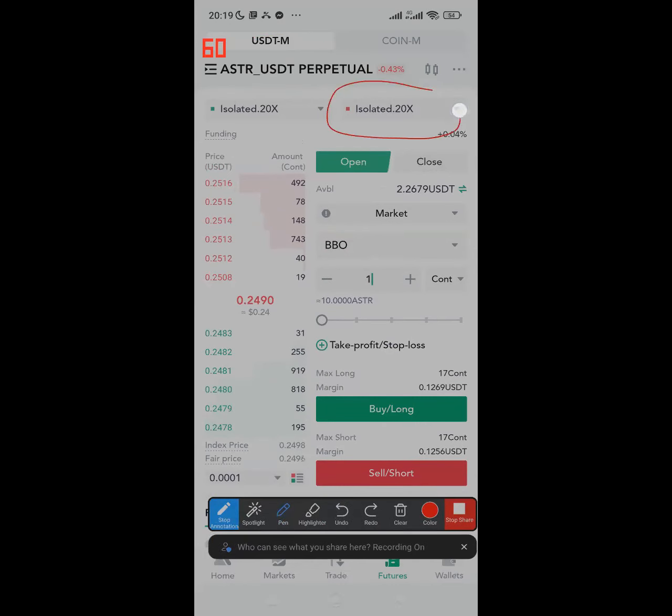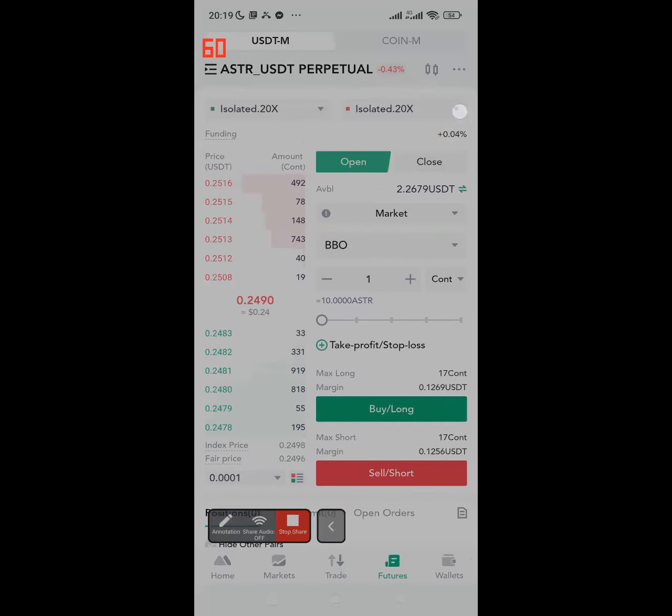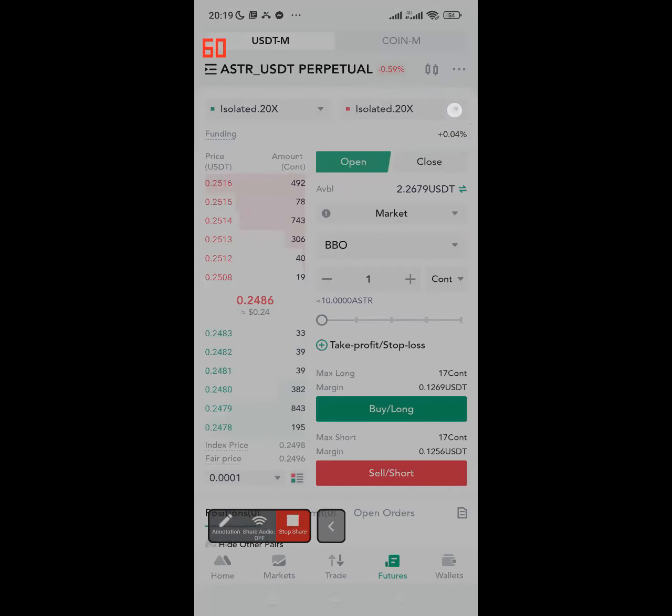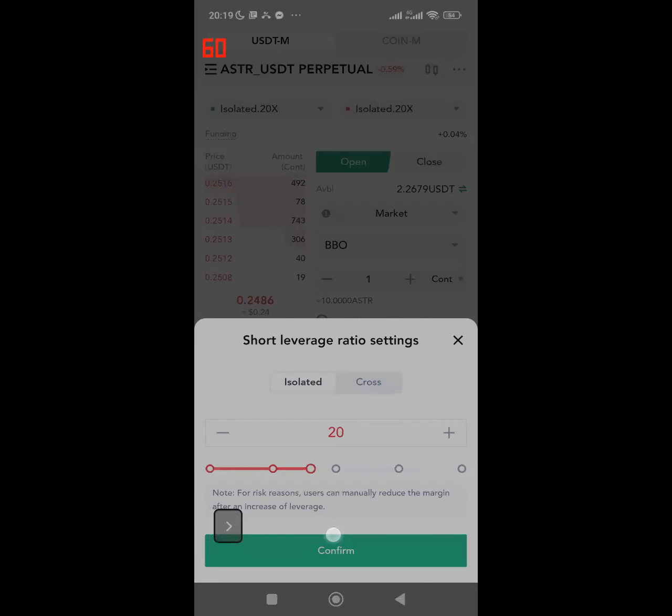Here you can see that once you select the coin, it is in isolated X20. So it can still be changed. If you want to change it, you simply tap there. You see this option mark. You just have to tap there. When you tap there, you can select the X that you want.